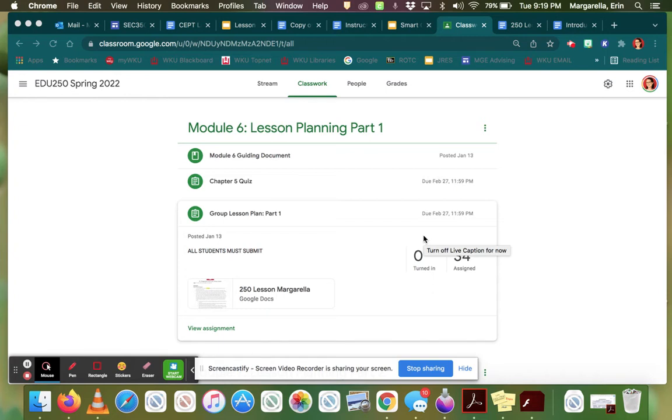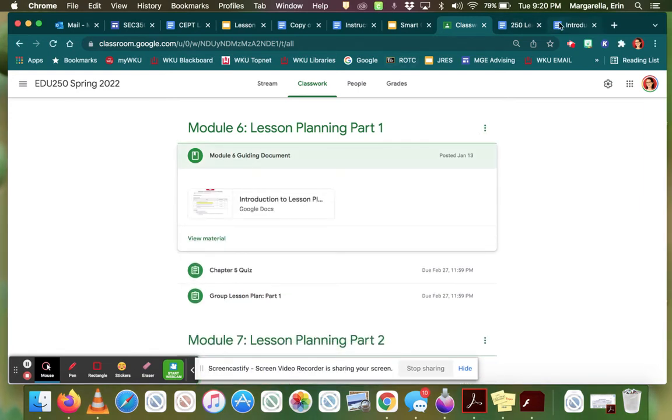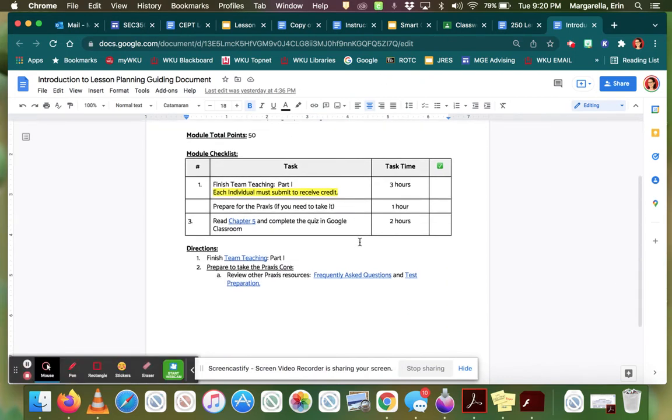This week, we're going to be talking about lesson planning. So let's get started. Of course, we're going to start with our Module 6 guiding document. Got that right here. And I see here that we're going to be finishing our team teaching part 1 and that every single student must submit in order to receive credit. So what that means, we will have to dive into this link to find out more information.